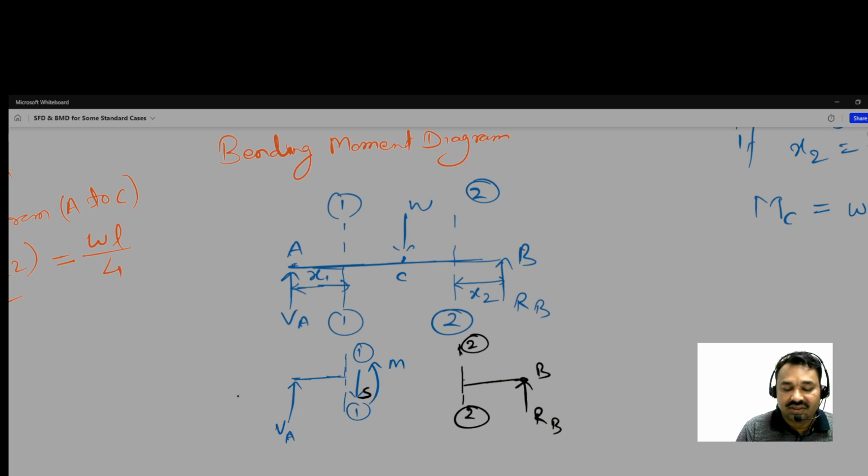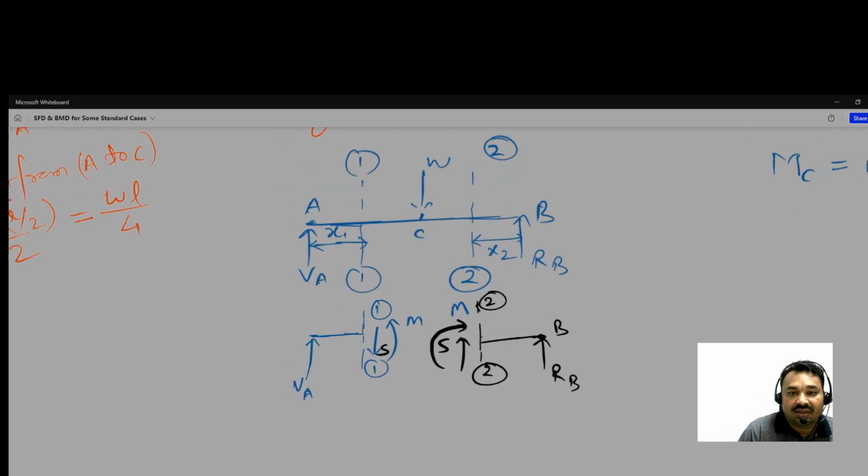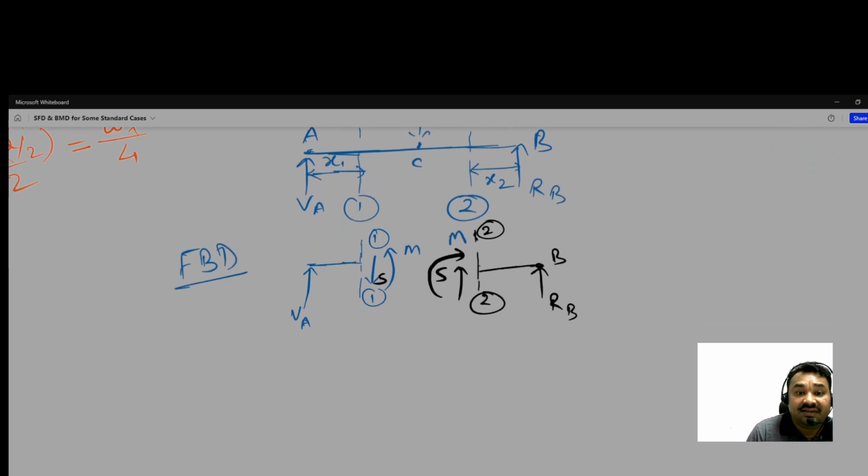So S, to counter, to balance, this S is upward, and the direction of M is anti-clockwise, that's why we are making it clockwise M. Okay. Now what to do, this is the free body diagram, FBD, and this free body diagram we have to analyze. So to analyze we have to balance it. Like VA acting upward, so this we have taken positive as per the sign convention, S is negative, as here negative, it is acting downward.